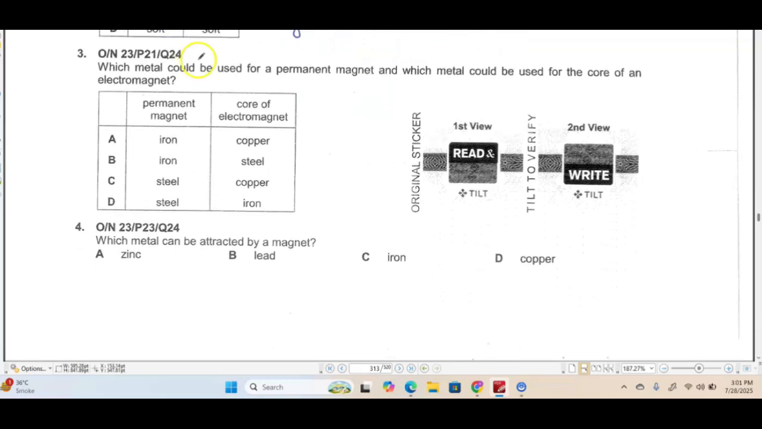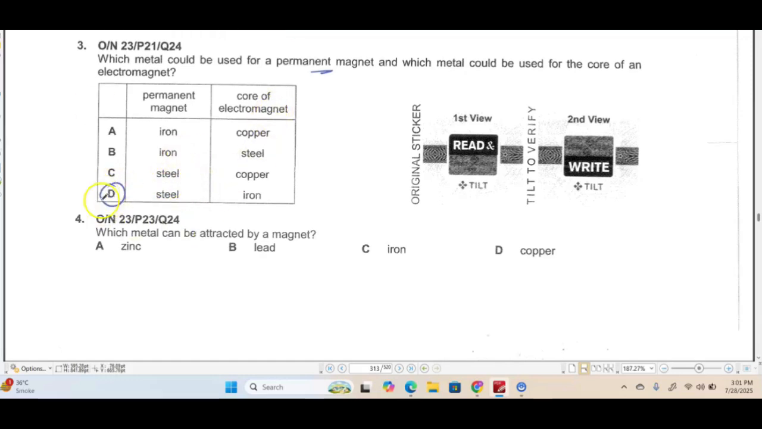Okay, question number 3. Which metal could be used for a permanent magnet and which metal could be used for the core of an electromagnet? A permanent magnet is always going to be made with steel, and the core of an electromagnet is going to be made with iron.